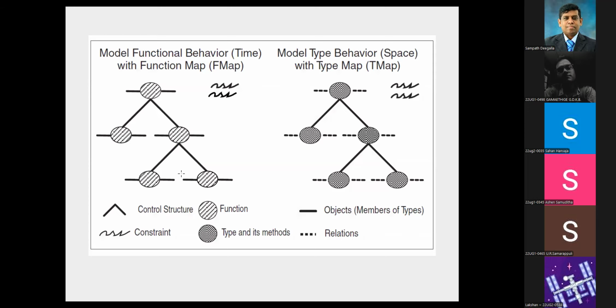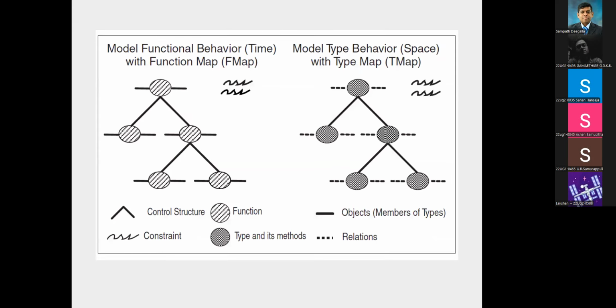Right. Let me give you some graphical representations. I have been talking about from the very beginning how this happens. And this is actually a simple graphical representation where you will see the two maps. One is the F map and then the T map, right?